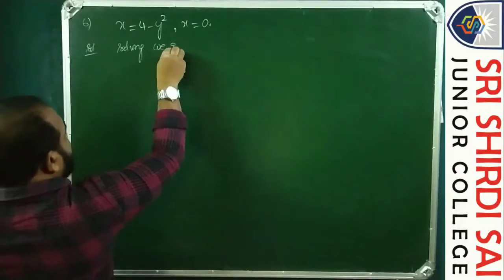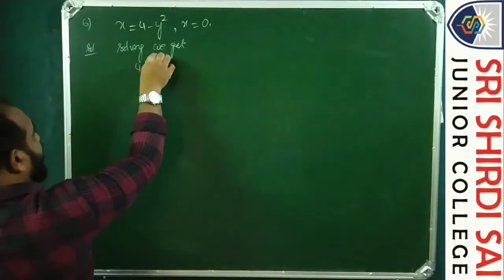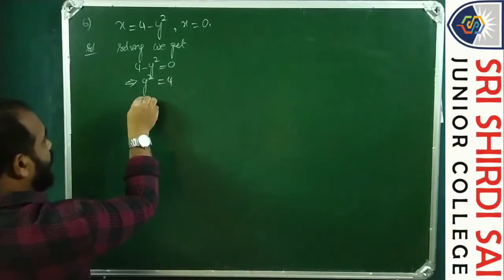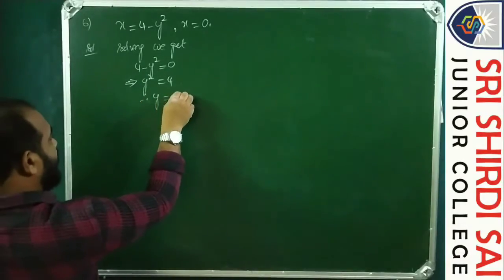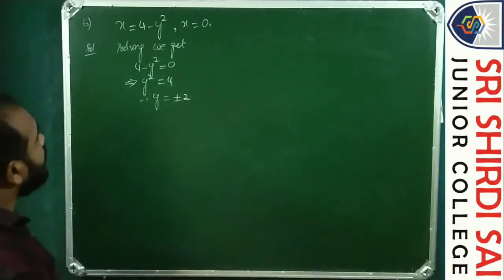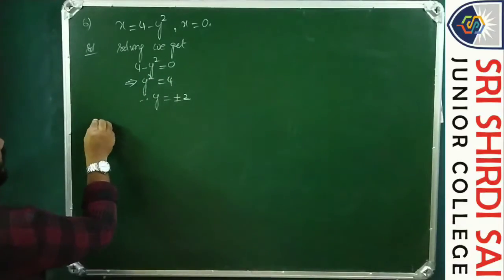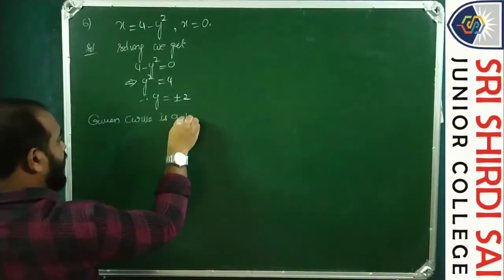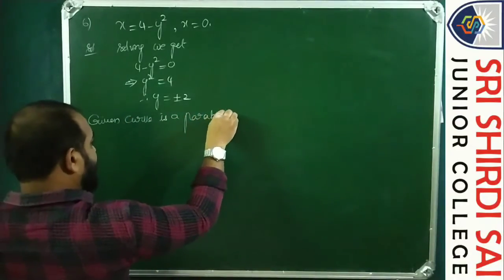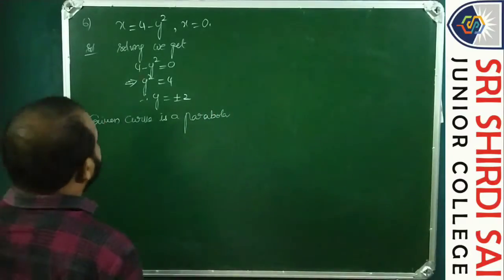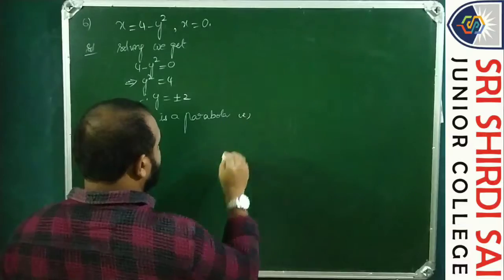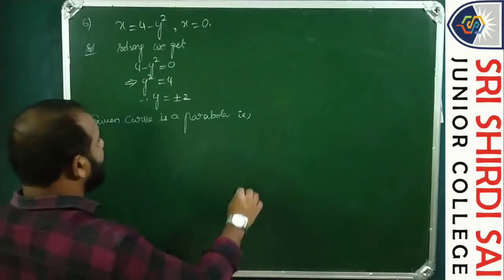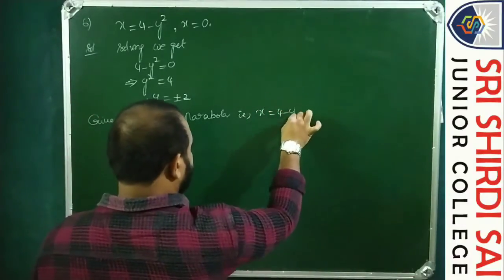So solving, we get 4 minus y square equals 0, implies y square equals 4, therefore y equals plus or minus 2. Now see, the given curve is a parabola, that is x equals 4 minus y square.